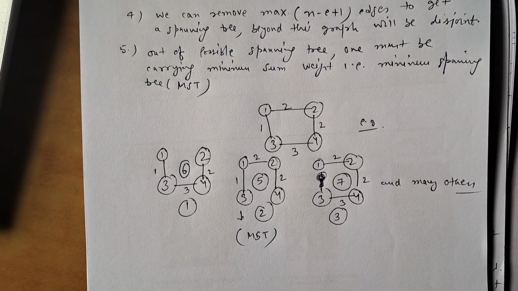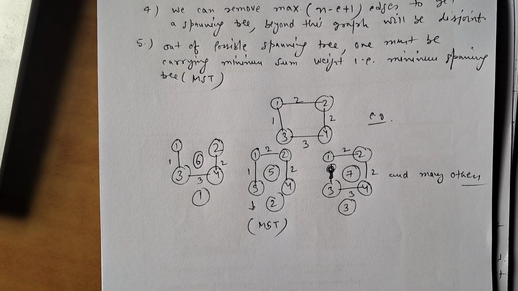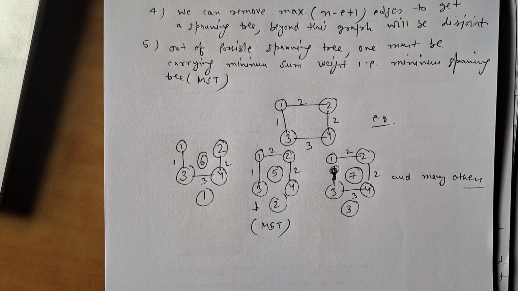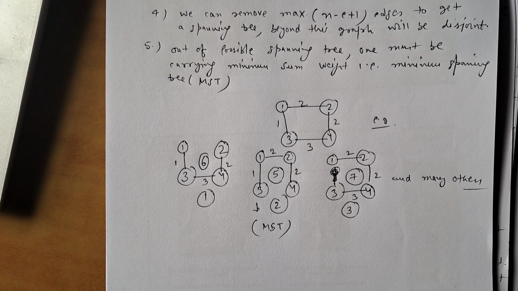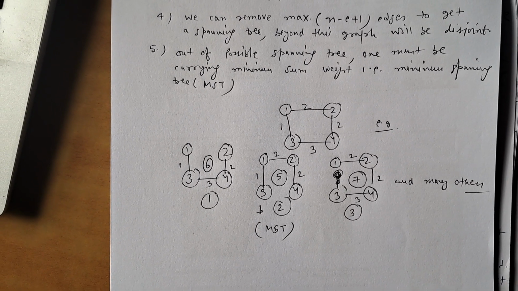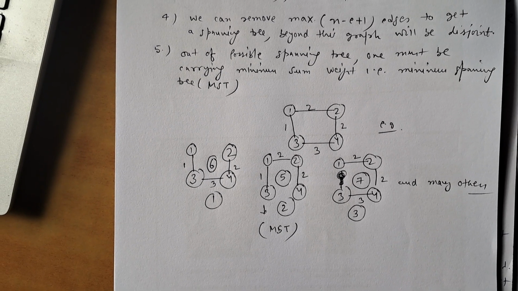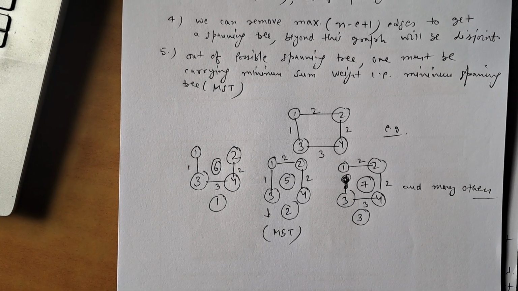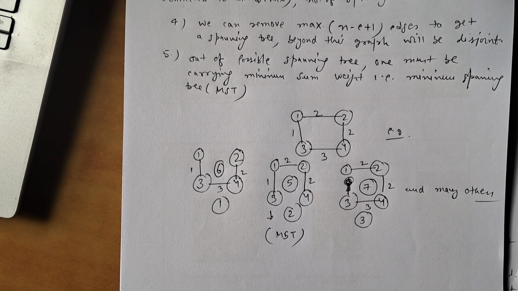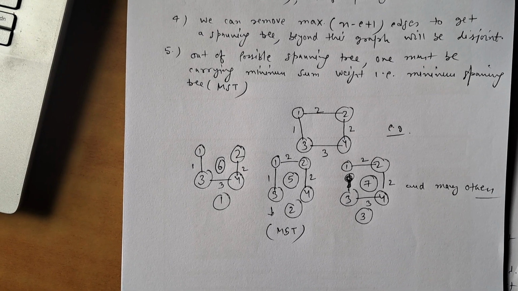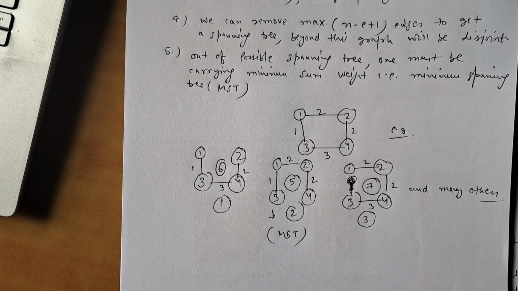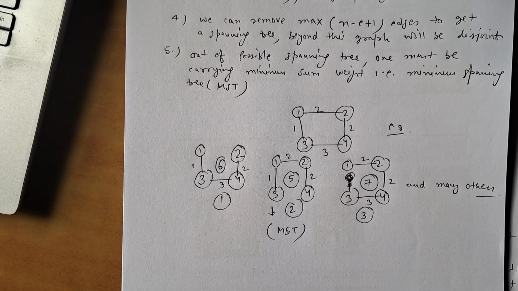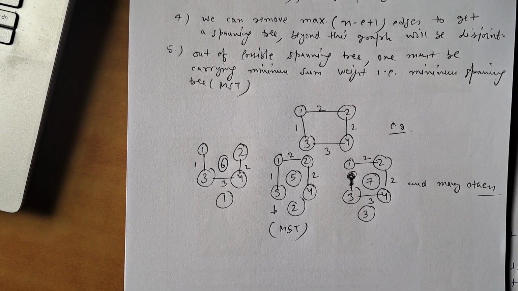There are 4 vertices 1, 2, 3, 4, and I have tried to generate 3 spanning trees with the costs written there. In the first spanning tree, the vertices are n, but the number of edges is n minus 1. That is the property of a spanning tree. You can see the total cost is coming to 6. In the second spanning tree, which is also a spanning tree, the total cost is 5. And in the third spanning tree, removing one edge from the original graph, you get a cost of 7.